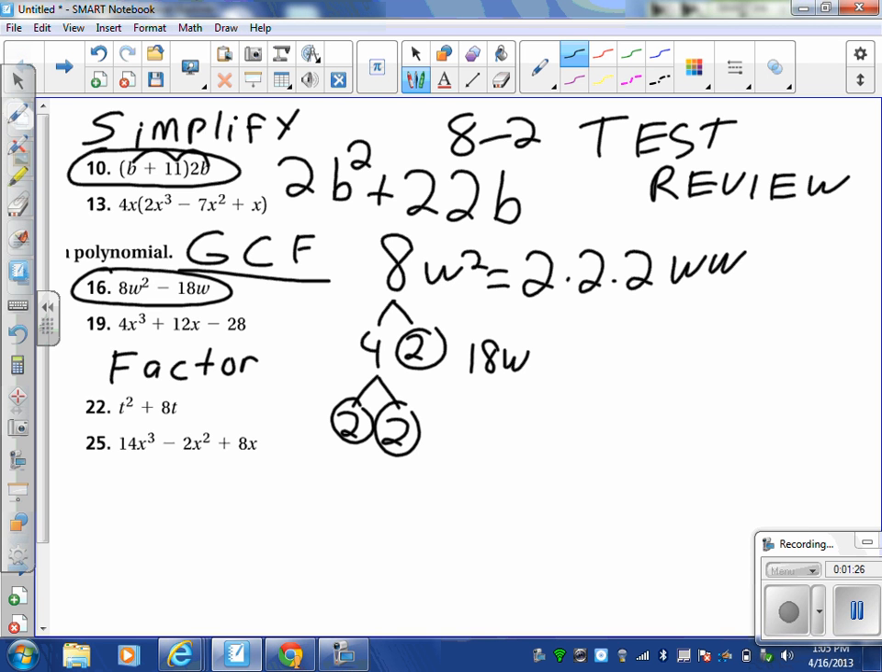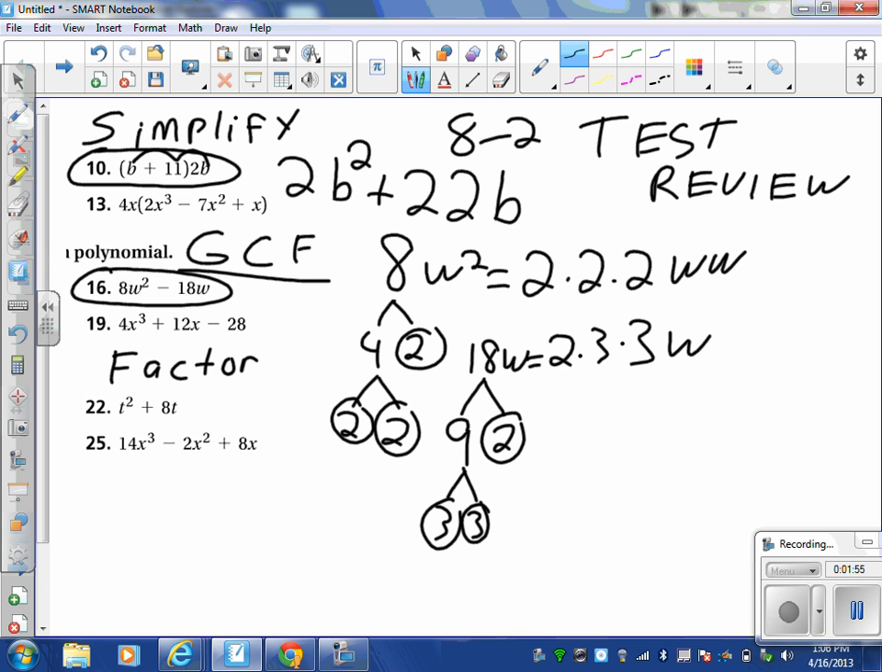18w, what two numbers multiply together give me 18? 9 and 2. 9 can be broken down in 3 and 3. So my factors for 18 would be 2, 3, and another 3. I have a w, so I have to include the w with the factor.